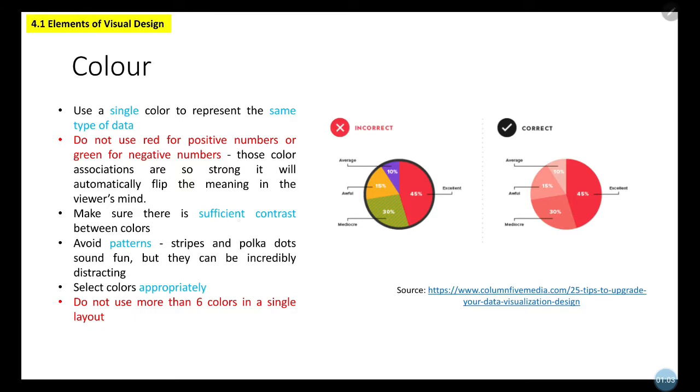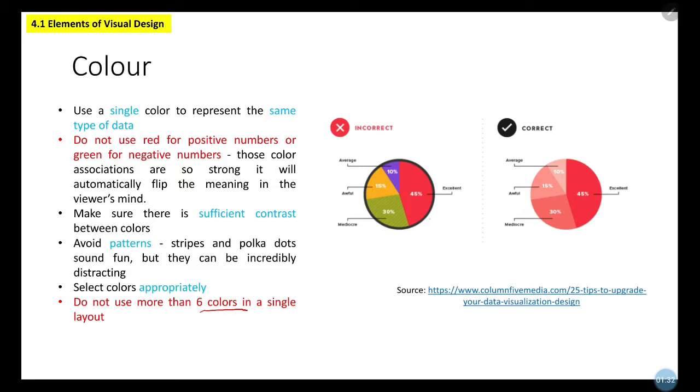So make sure there is sufficient contrast between colors. And avoid patterns, for example patterns in this pie chart, the stripes, the polka dots. It looks fun, but it is so distracting. So avoid that, and then we have to select appropriate colors. Do not use more than 6 colors in a single layout, because the reader's brain cannot pick up the information.